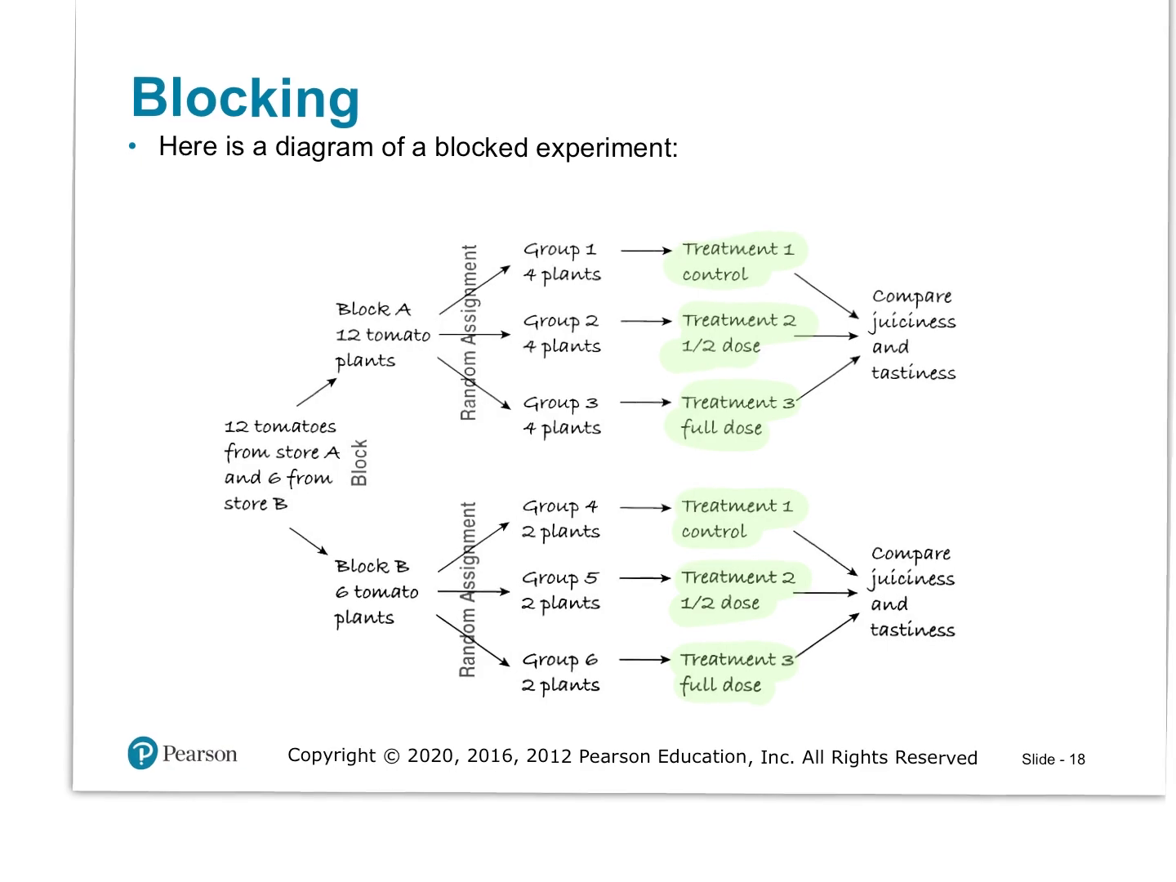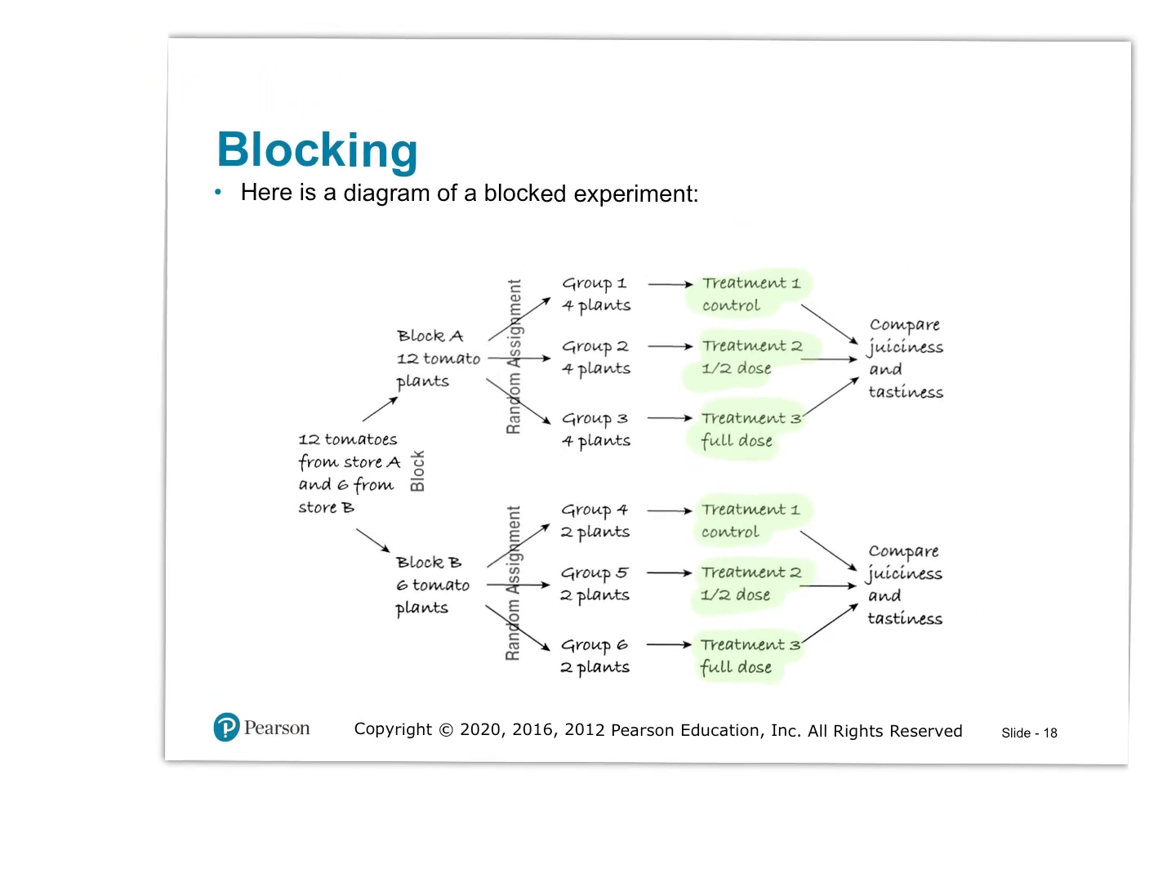So this is kind of just a visual of what a blocking could look like. We've got plants from different stores, and there are some different treatments they are imposing on the plants. Obviously, they're going to randomly assign. They're getting plants from different stores, and then breaking them up into the different treatments. There's a control group, a half dose, and a full dose. And then you make some comparisons at the end. Okay, this was about tomato plants, so how much salsa can you make, basically?